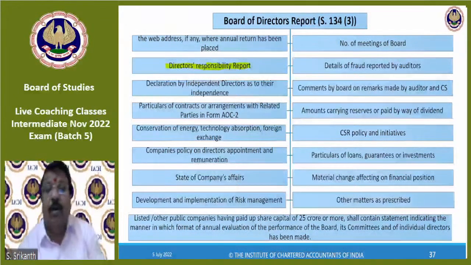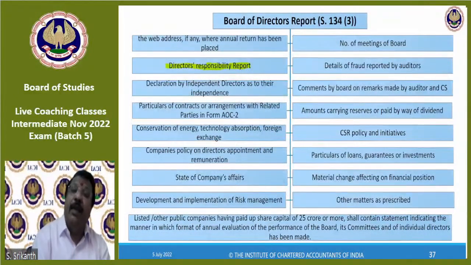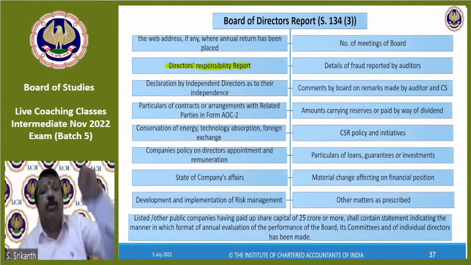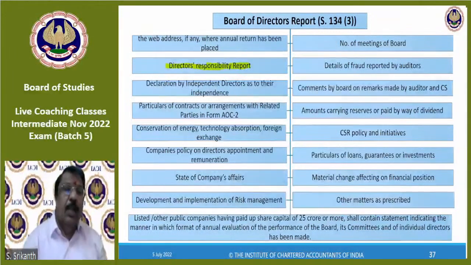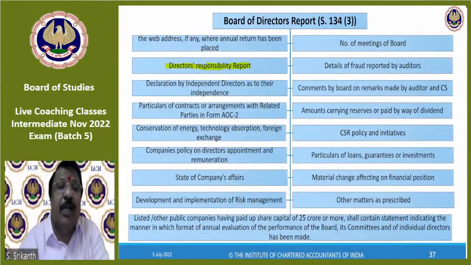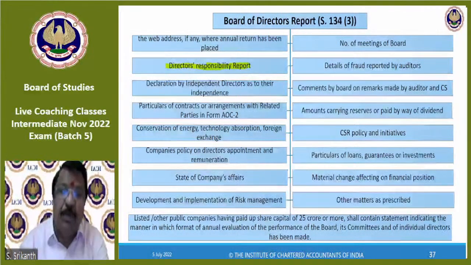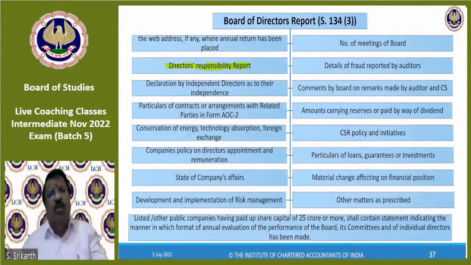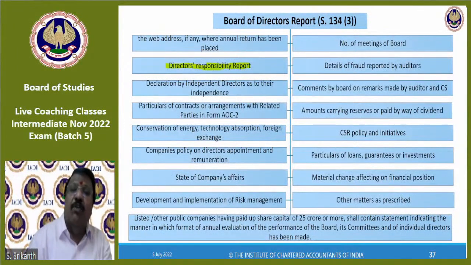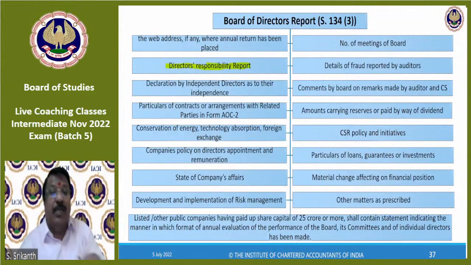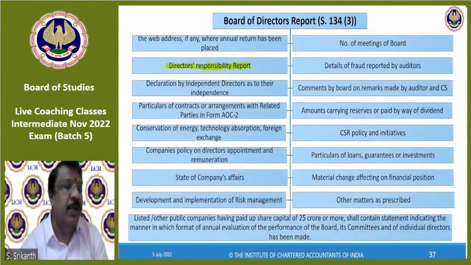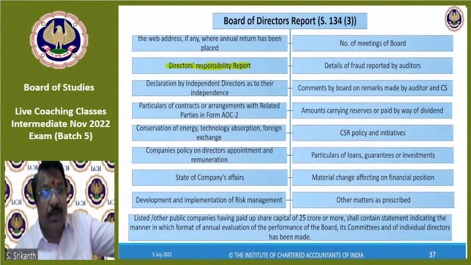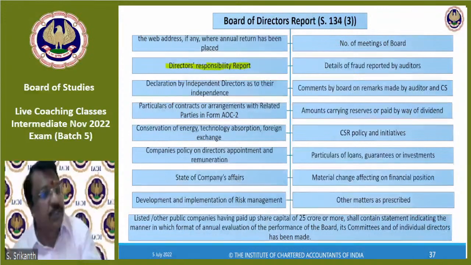CSR policy. Later on, we'll be talking about corporate social responsibility. The board of directors' report should mention the CSR policy and what they are doing in that regard. Then the company's policy on directors' appointment and remuneration: whether there's a selection committee, whether there's a remuneration committee, what is the procedure? Just a brief note on that. Particulars of loans, guarantees, or investments given to related parties. That is not mentioned there, but it also should be clearly mentioned. If any director has been given a loan, or a company in which we are interested has been given one, disclose it.